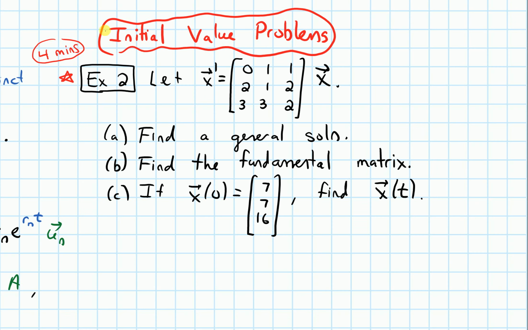In this video, we're going to talk about initial value problems for matrix ODEs. So I want to do this with an example. Let's suppose that we have the matrix ODE, x prime equals this matrix times the vector x, and we want to find a general solution to this system, find the fundamental matrix, and in part C, solve this initial value problem. So we're given x of 0 is 7, 7, 16, and we want to find what x of t would be.